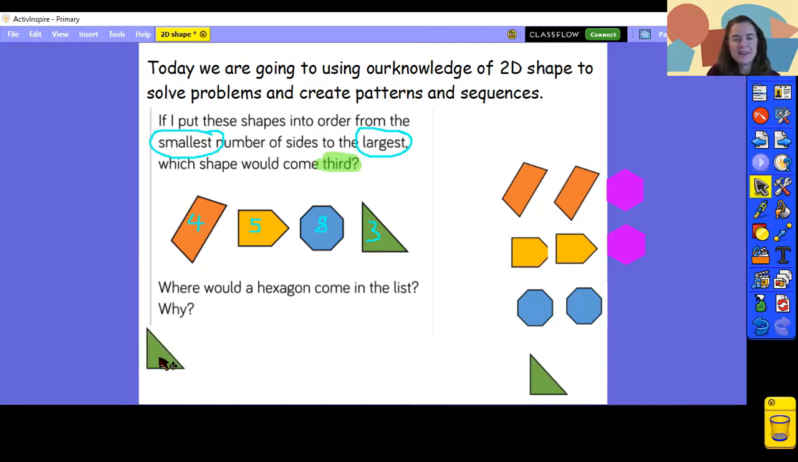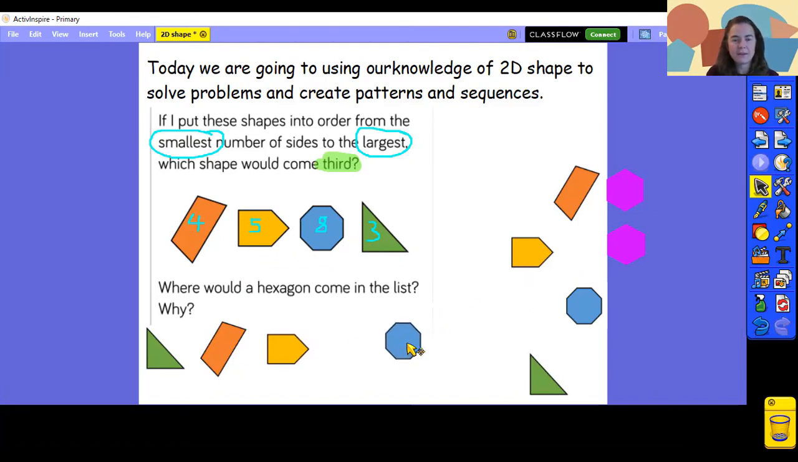Which one has the next biggest number of sides? Well done. We've got our parallelogram. Fantastic. With our 4 sides. Which one has the next biggest number of sides? Well done. We've got our irregular pentagon, haven't we? Fantastic. And then the biggest number of sides from these 4 shapes is our octagon. So I've put them in order from the smallest number of sides to the biggest number of sides.